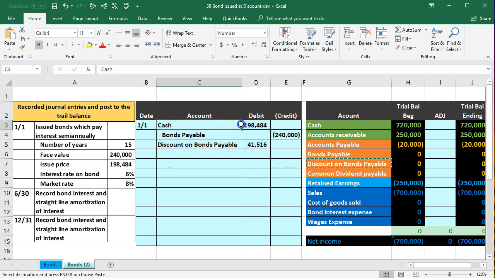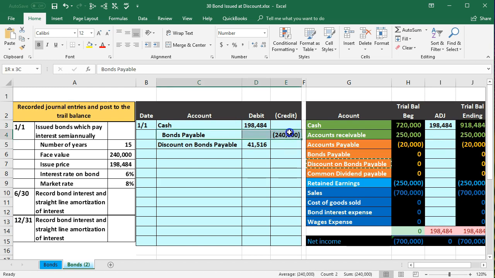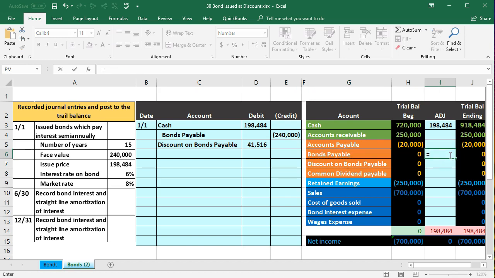Let's post this out and see what we have. We got cash first, cash up top. We're going to be in I3 equals, we're going to say this 198 is going to bring the debit balance up in the debit direction. That's why we're issuing the bond, to get the cash. Then we're going to credit the bonds payable. So here's bonds payable, here's bonds payable. We're in I6 equals, pointing to that 240,000, increasing the 0 up by 240 in the credit direction.